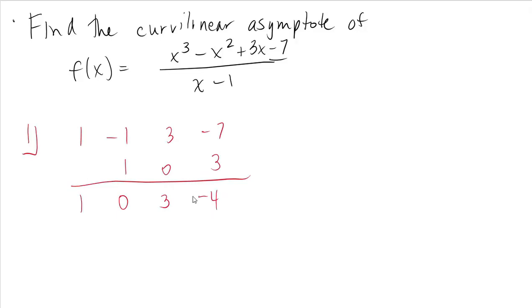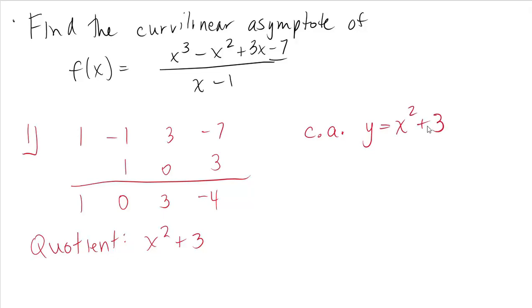That last part isn't actually necessary for what we're trying to do, because all we need is the quotient. The remainder doesn't matter when you're trying to find an asymptote. So the quotient is x squared plus 3. Remember that this is x squared, this is x, and this is the constant term. So our curvilinear asymptote is y equals x squared plus 3.